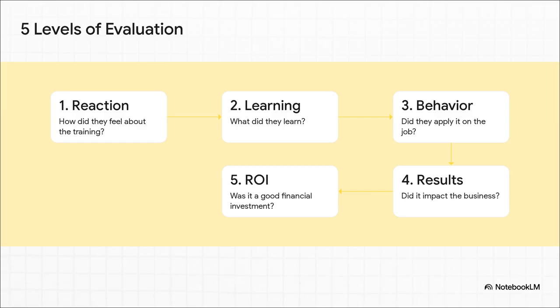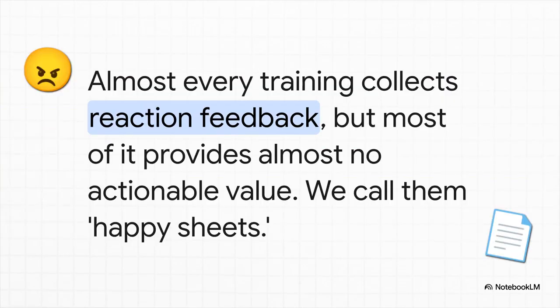Now, let's start with Level 1, because it's the one everyone does, and it's also where the biggest, most common mistake is made. Pretty much every training program in the world collects some kind of reaction feedback. You know the ones. We call them happy sheets. But here's the hard truth. The vast majority of them provide almost zero actionable value.